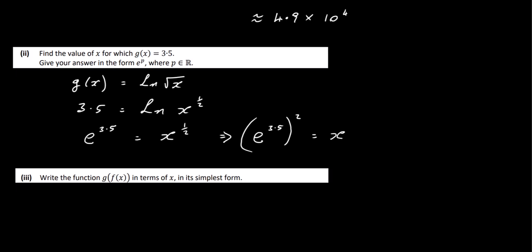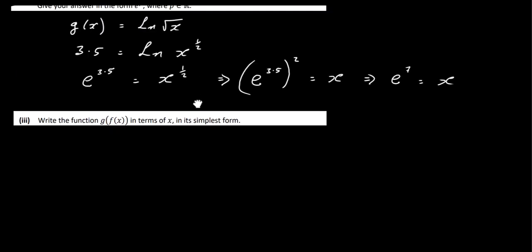Oh, we have to write our answer in the form e to the power of p, where p is real. So you just multiply the two powers here, the power of a power. So it's just e to the power of 7 is equal to x. And that's it, really.